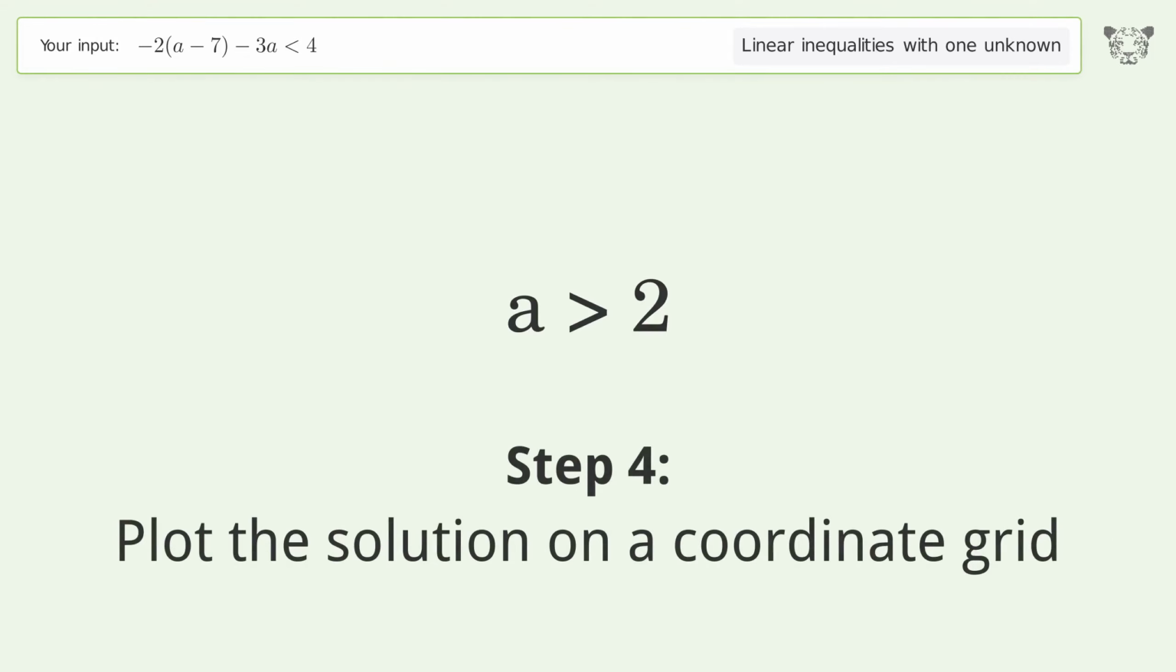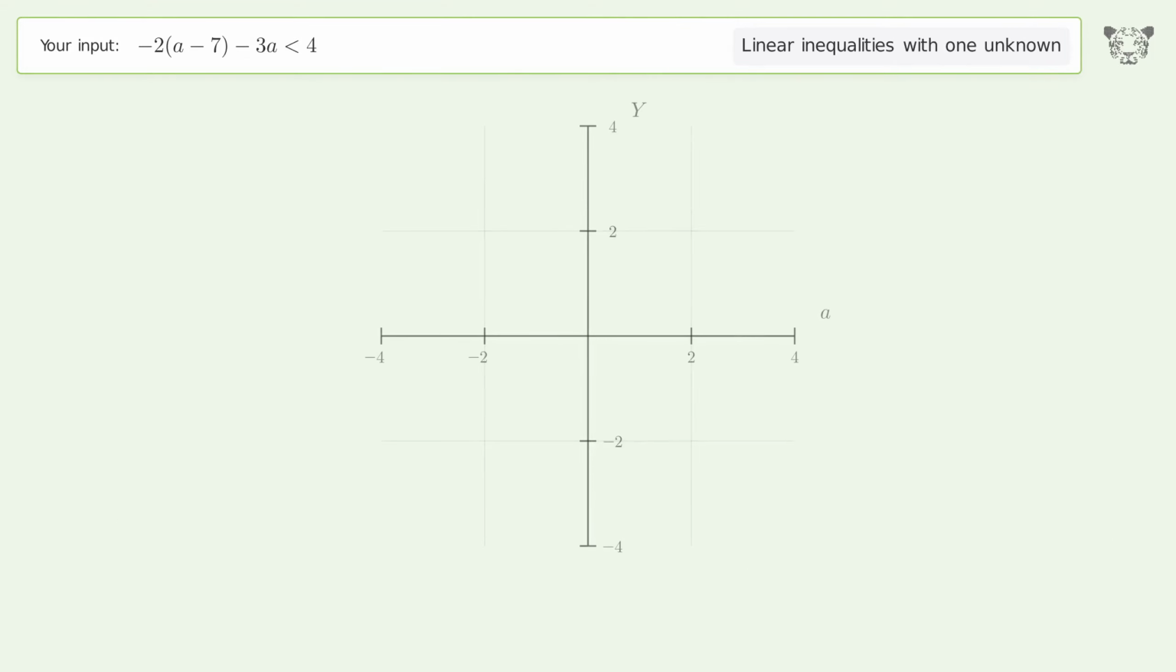Plot the solution on a coordinate grid. And so the final result is a greater than 2.